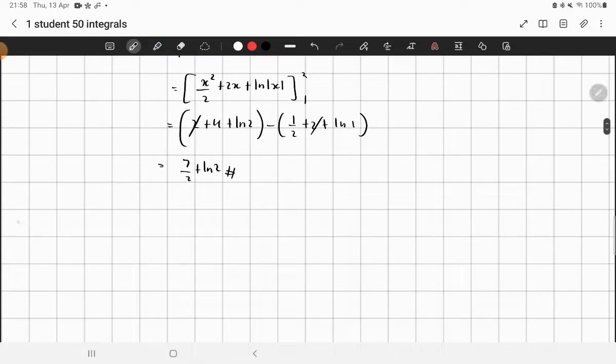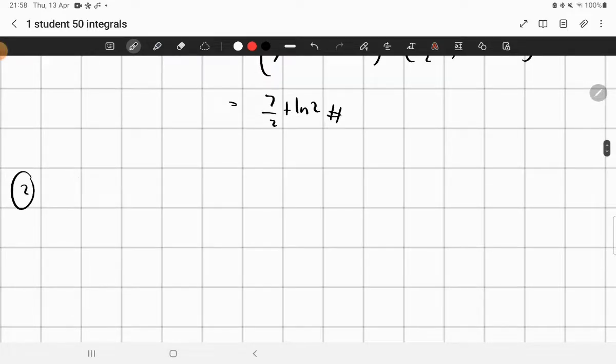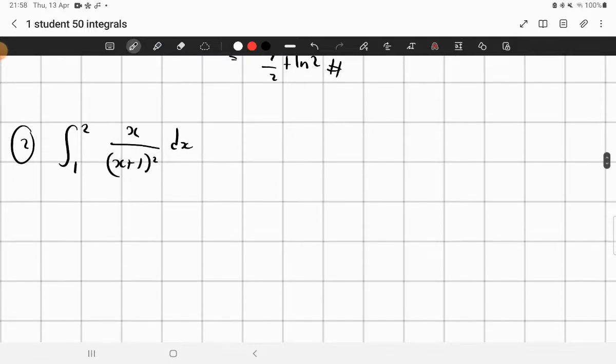So the second one, we integrate 2 to 1, x over (x plus 1) squared, dx. Alright, so this integral is a partial fraction, repeated linear factors, which means that we have to build up the power for our denominator here. So I'll be focusing on the algebraic function first. We decompose this term into 2 different terms.